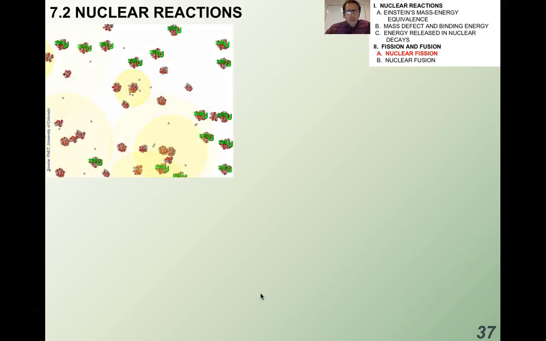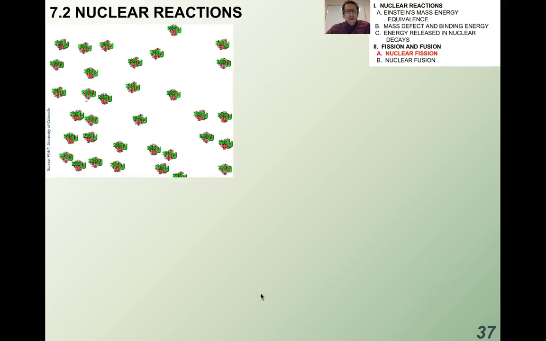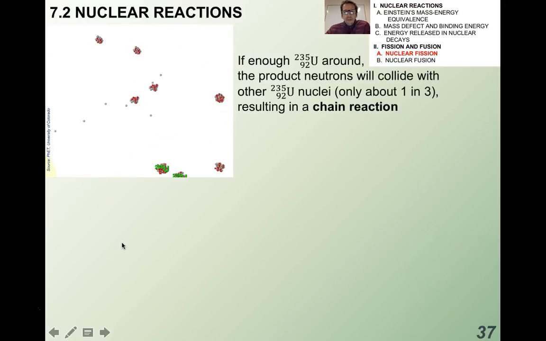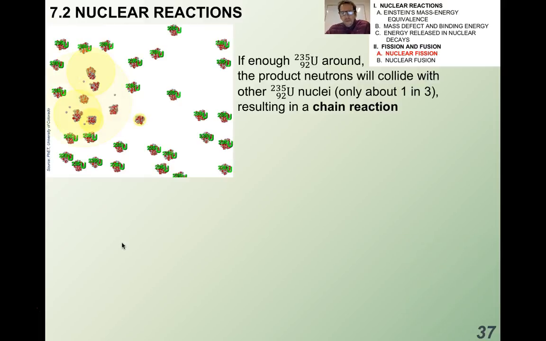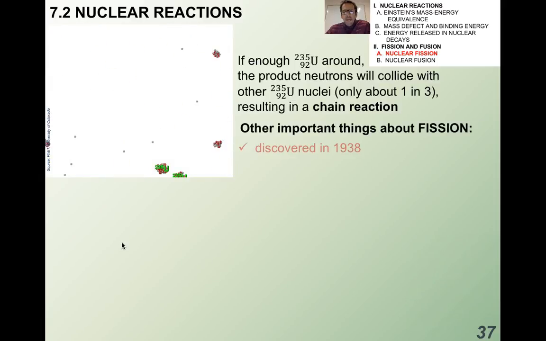Okay, so here's a case where you have lots of uranium-235 atoms, and you see that each of those reactions involves 3 neutrons, which can then hit the nuclei of other uranium-235 atoms, shown here in this GIF up top. Now, if there's enough uranium-235 around, the product neutrons will collide with other 235 nuclei. It's only about 1 in 3, and this is what's called a chain reaction.